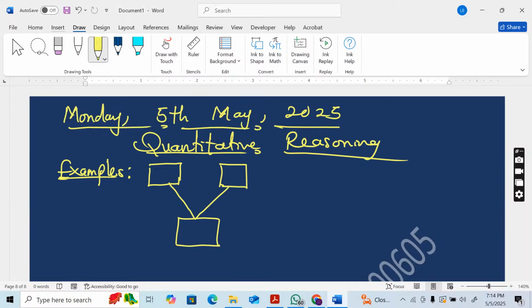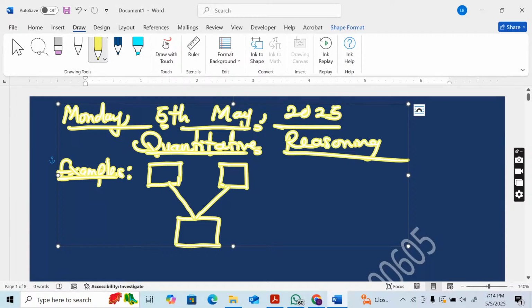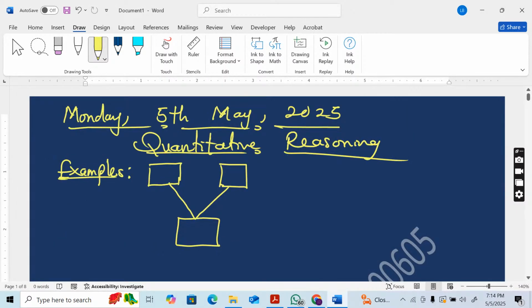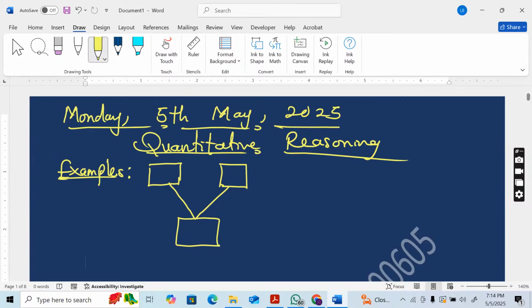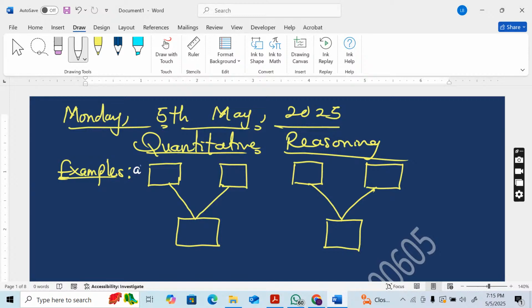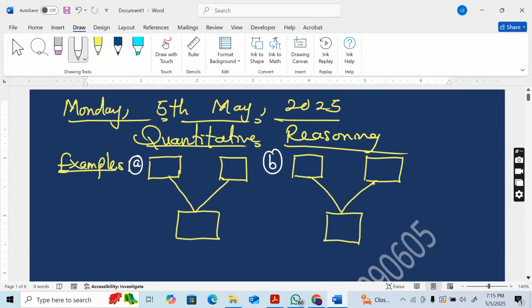So for me, I like to copy the squares. So please go ahead and draw what you can see. So we are going to have two examples. So go ahead and draw another set or another diagram, exactly like the first one, as you can see me drawing, right? Okay, so we have example A and example B.